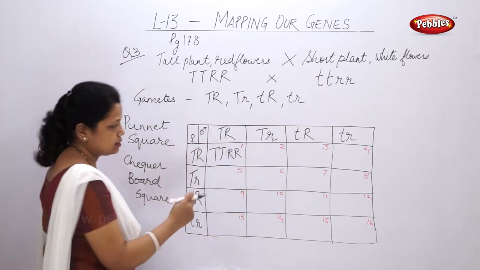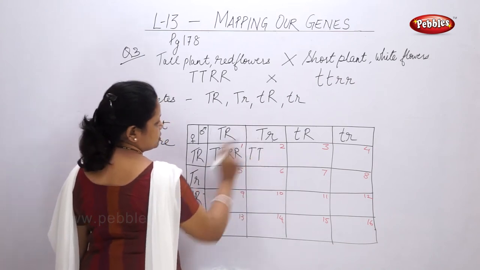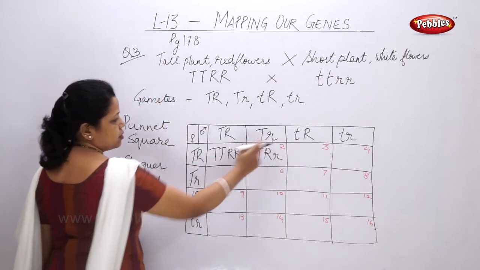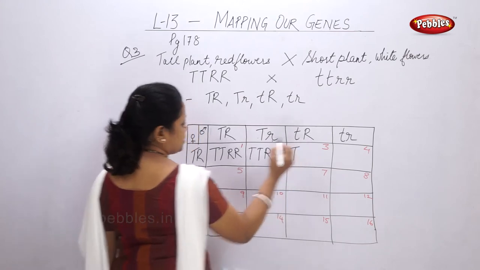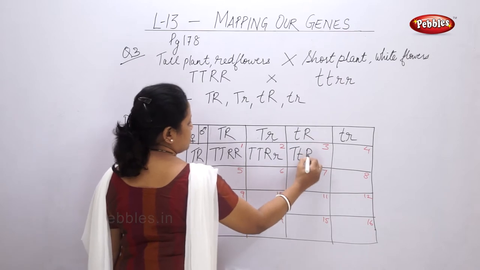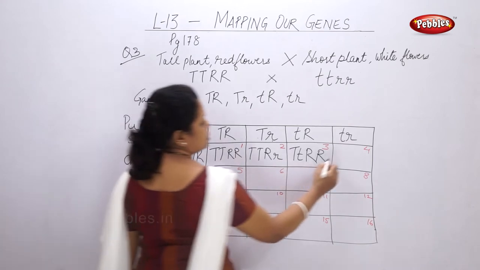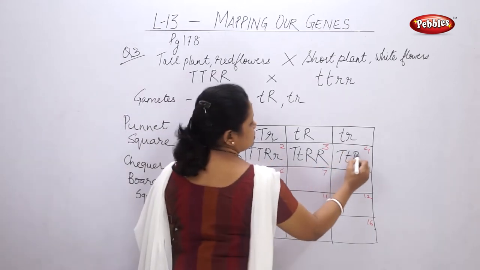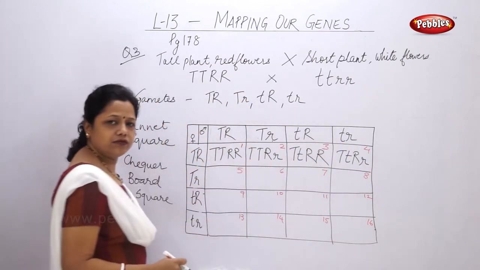This is the first case. Now this TR and this TR: capital T both ways, and capital R, small r. This is the combination of these two. Now this and this: always start with capital if it is there, T, then small t, then big R and big R. Then here T capital, here T small, here R capital and R small. This is how the first 4 squares get filled up.